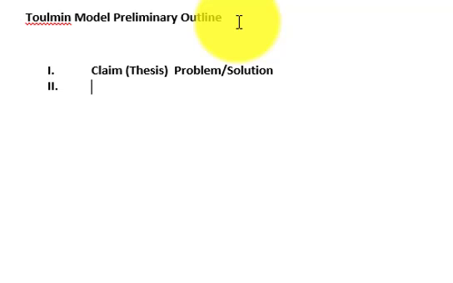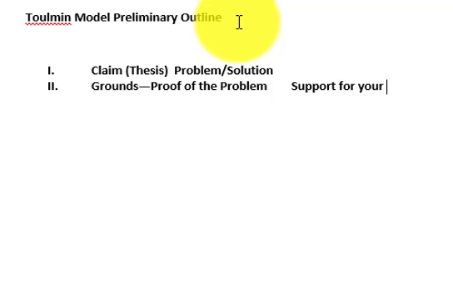Now, with the grounds, that second part of the Toulmin argument, we actually need two things. We need proof of the problem, and we need support for your solution.